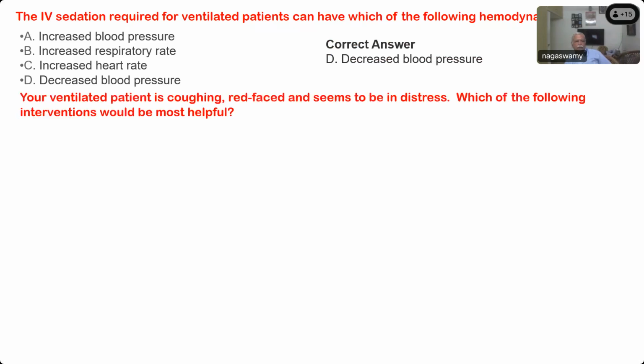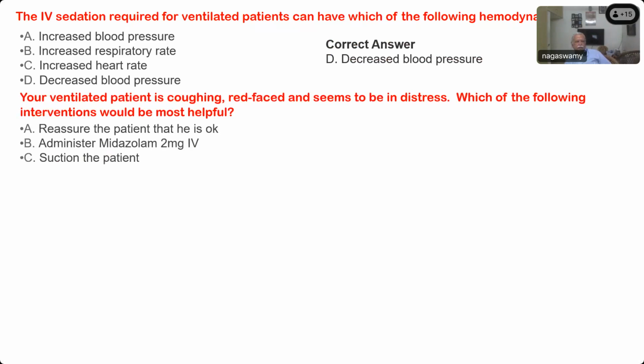Your ventilated patient is coughing, red-faced, and seems to be in distress. Which of the following interventions will be most helpful? Reassure the patient that he is okay. Administer midazolam 2 milligram IV. Suction the patient. Lower the head of the bed.